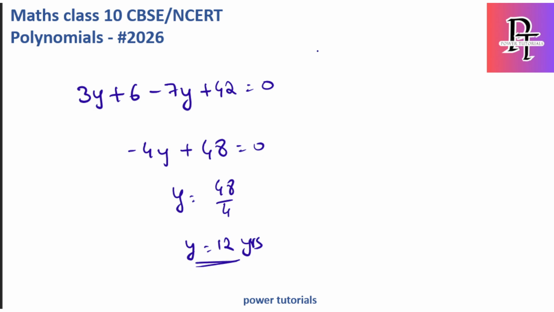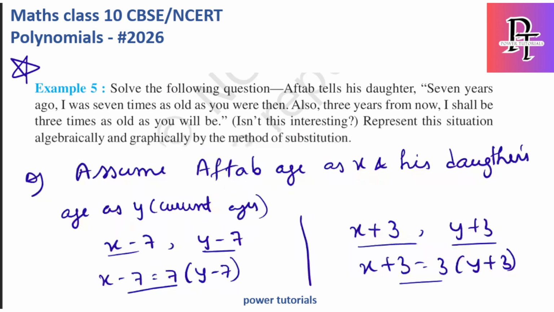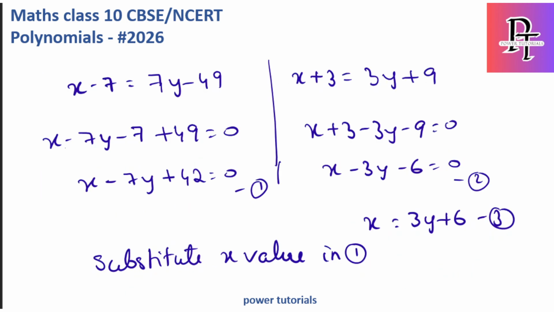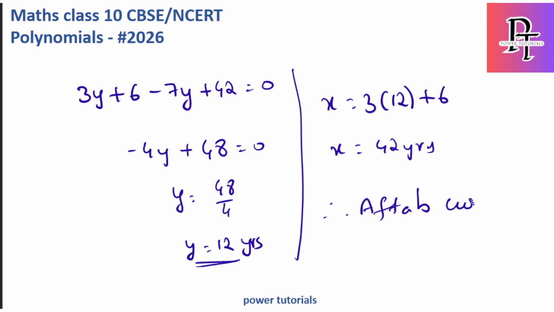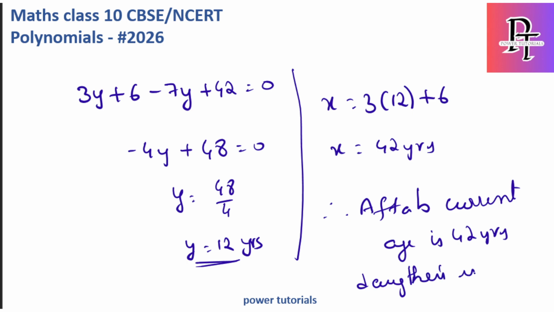Now we got the daughter's age. Let's find Aftab's age. So what is the condition for Aftab's age? x is equal to, we have one condition, 3y plus 6. So x is equal to 3 into 12 plus 6. So x is equal to 36 plus 6, which is 42 years. Therefore, we have to write at the bottom: Aftab's current age is 42 years and the daughter's is 12 years.